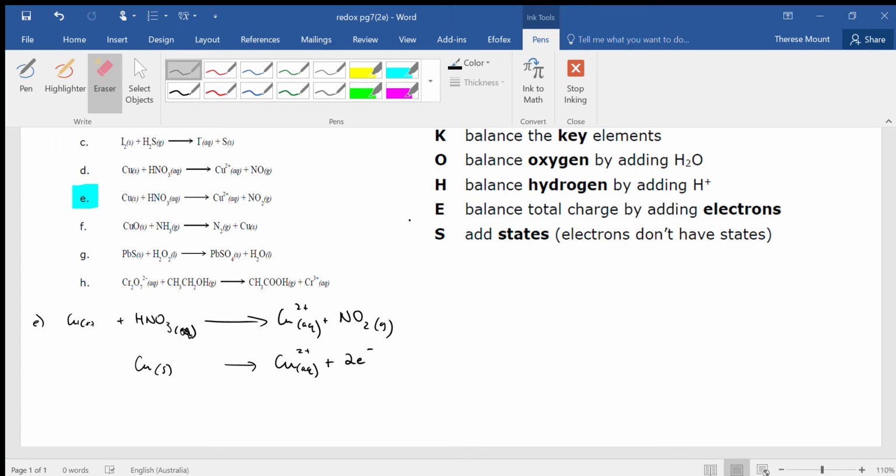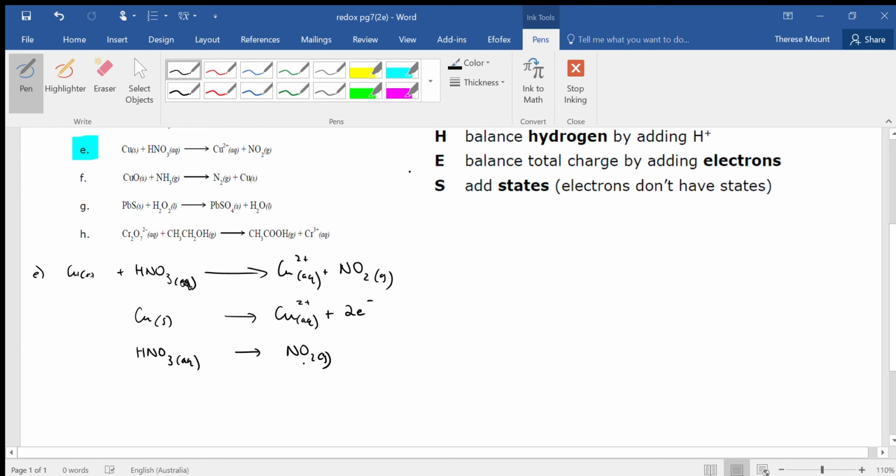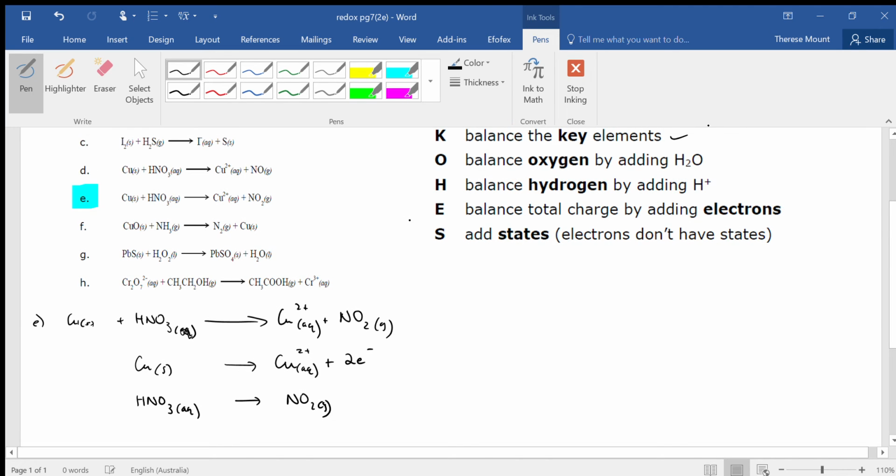Okay, so second half equation, HNO3 to NO2. Okay, so key elements, one nitrogen, done. Oxygens, there are 3 here and there are 2 there. So I'm going to have to add 1 water to this side to get my oxygens up to 3. So that's balancing oxygen. Now hydrogen, I've got 1 and I've got 2 here. So I'm going to have to add 1 hydrogen there, and that is balanced.